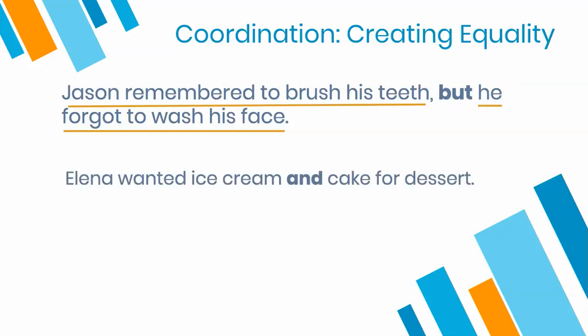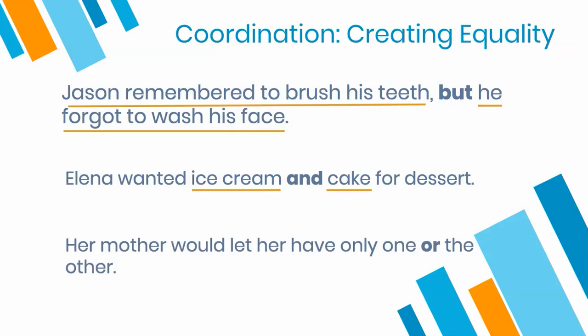Here's another example. Elaine wanted ice cream and cake for dessert. So and is joining ice cream with cake. And again, that's an appropriate coordinate relationship. They're the same part of speech, the same part of the sentence. They're both direct objects. And they're really of equal importance. And they're of equal status relating back to the verb wanted. Her mother would let her have only one or the other. Or is joining one and other to show an equal and equivalent choice. So again, all of these are appropriate, correct uses of coordination.